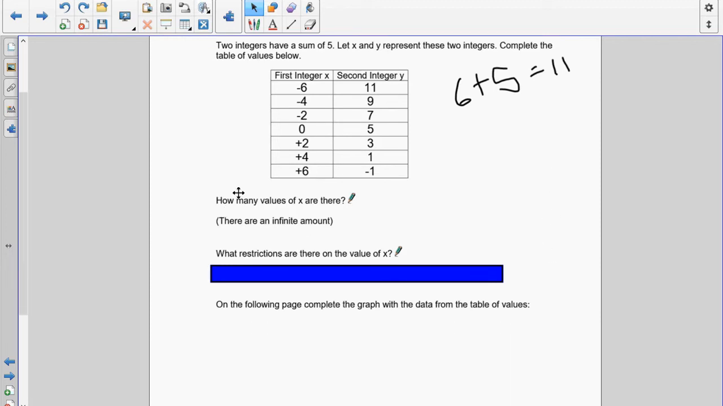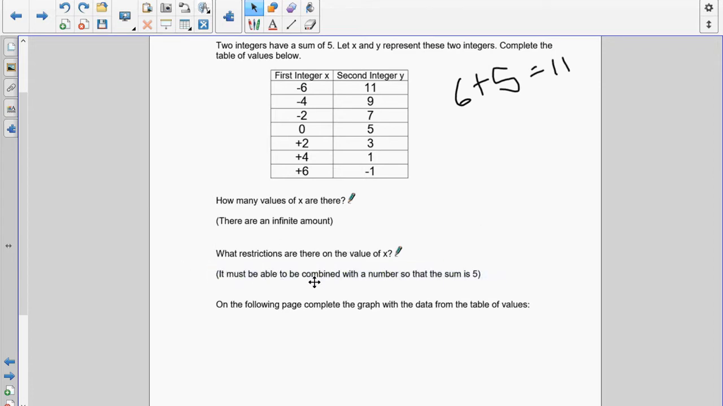Now, how many values of x? What are the restrictions on the value of x and y? I'm going to include y here too because they're the same thing. X must be able to be combined with a number so that it makes 5. So there are restrictions here for x. It has to be an integer. It cannot be anything else but an integer. And when I take that x value, say of 1, and I want to make it into a 5, that means 1 plus 4 makes 5, so my y value is going to be 4.